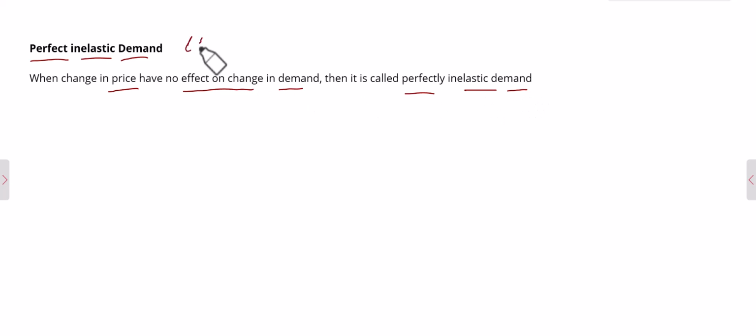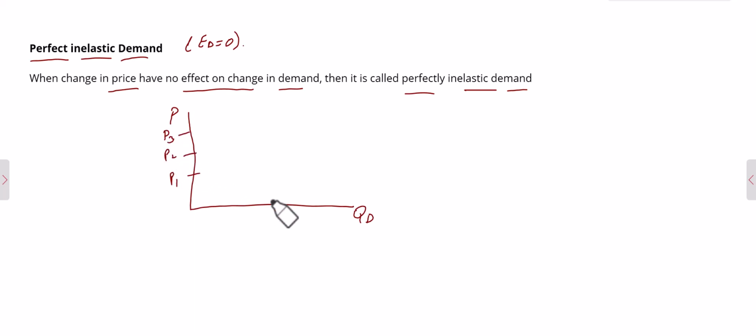And in case of perfect inelastic demand, elasticity of demand is equal to 0. And in case of perfectly inelastic demand, the demand curve will be vertical. Here on the y-axis we are taking price, and on the x-axis we are taking quantity demanded. So let's say this is our P1, then price changes from P2 to P3, but the quantity remains at Q1. So P1 with Q1, P2 with Q1, P3 with Q1. So the demand curve will be vertical. So in case of perfect inelastic demand, elasticity of demand is 0 and the demand curve will be vertical.